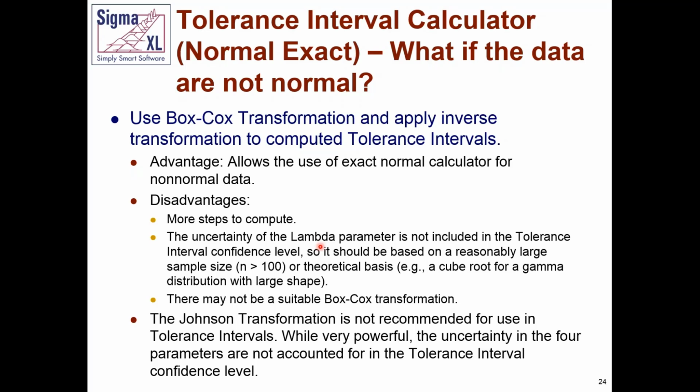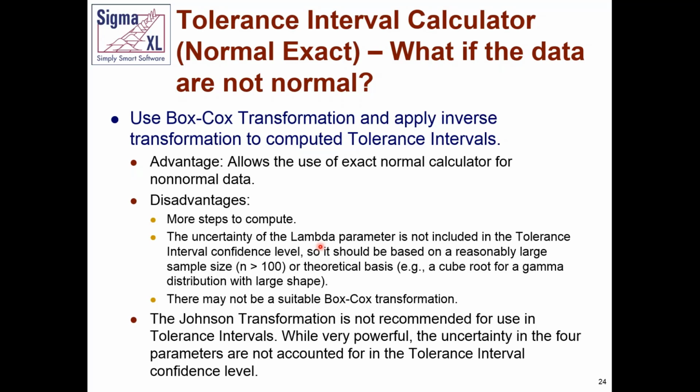So you really need a fairly large sample size for this to be valid. So we recommend a minimum of 100, or if you have a theoretical basis for your transformation. So I give the example, if you have a gamma distribution with a large shape, then we know from theory that the cube root is a good transformation for that particular distribution. And then the other disadvantage is that there may not be a suitable Box-Cox transformation.